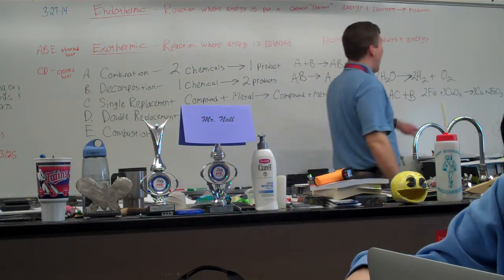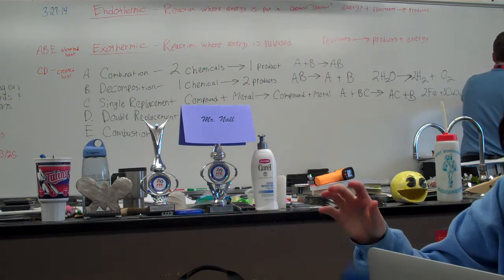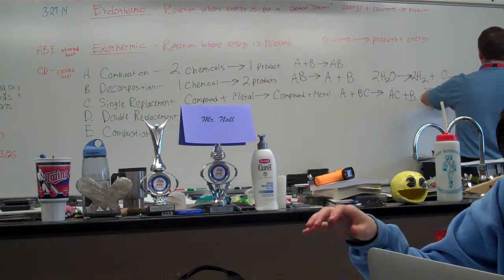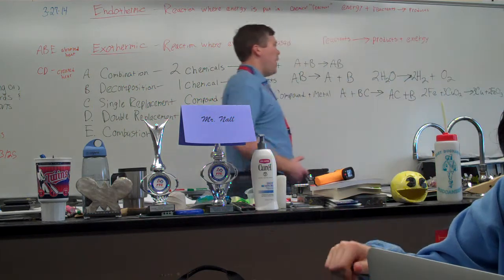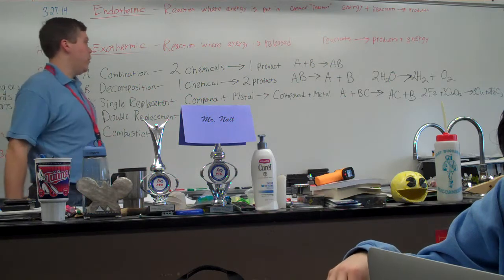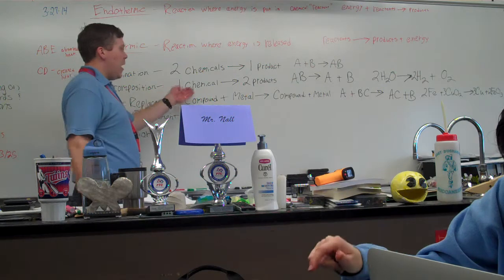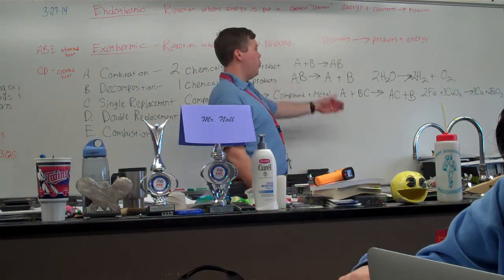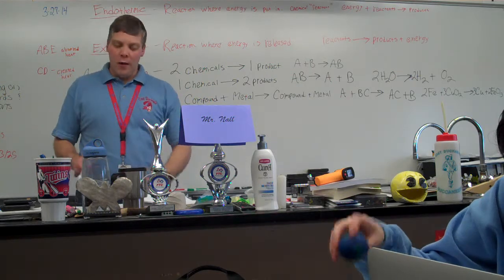So you had iron originally as a metal. It ended up becoming combined with the chloride. Copper originally with the chloride became its own metal. So it's like the two positive ions swapped places. That's why I say a compound plus a metal yields a compound plus a metal. One is replacing the other.